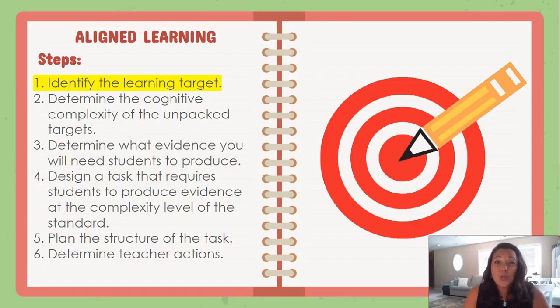So how do we create tasks aligned to the standards? Well, you have to purposely plan. You're going to have to use research-based strategies. As stated earlier in our PD, the first step is identifying that learning target. You want to unpack your grade level content standard into smaller chunks so that you have that learning target for your students.